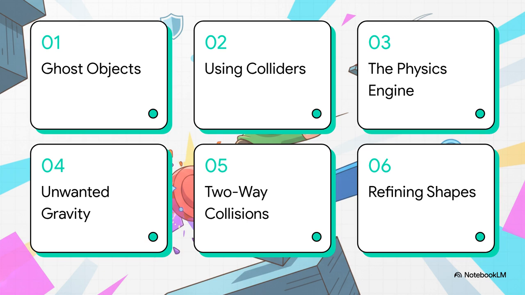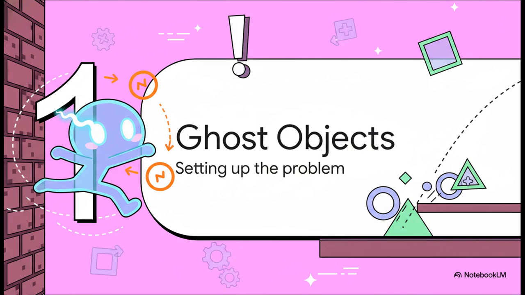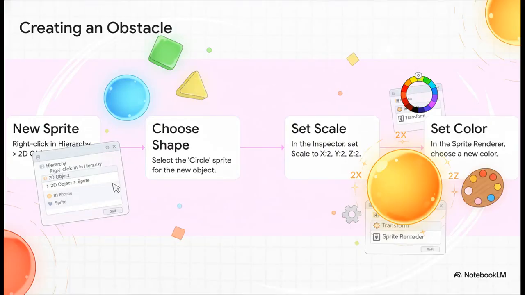Let's dive in. All right, section 1, the problem. Before we can even think about a solution, we need to understand the problem inside and out. So let's build our little obstacle from the ground up and see for ourselves why everything is acting so ghostly. We need something for our player to crash into, after all. Okay, let's do this together step by step.